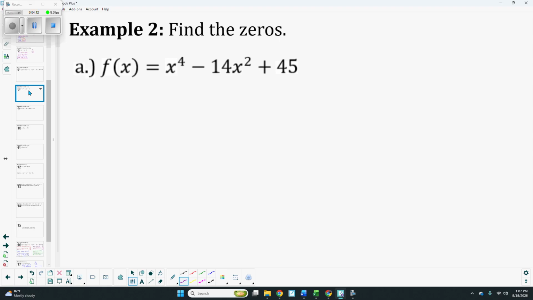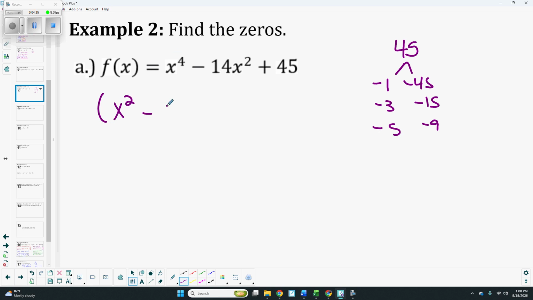So example 2, find the zeros. We have 3 terms. It looks like a quadratic, but it's to the 4th power. The second term is half of it, so that works. So we're going to look for what multiplies to positive 45 and adds to negative 14. Negative 5, negative 9 does it. So that means instead of x, it's going to be x squared minus 5, x squared minus 9.